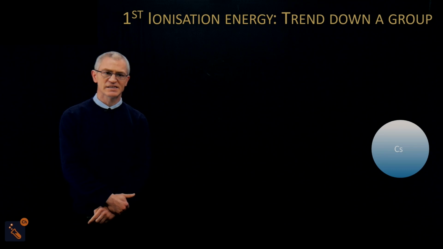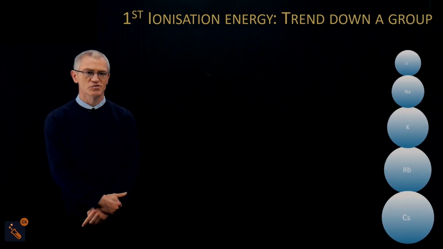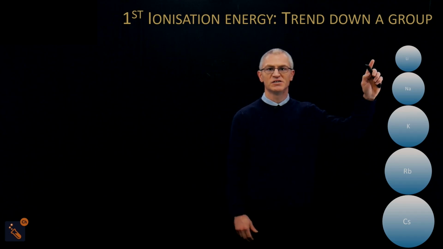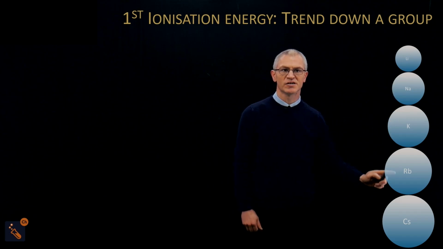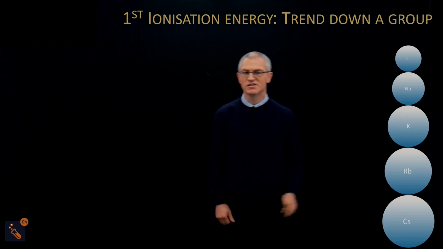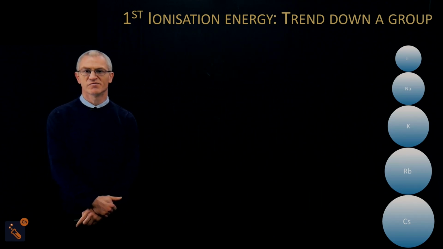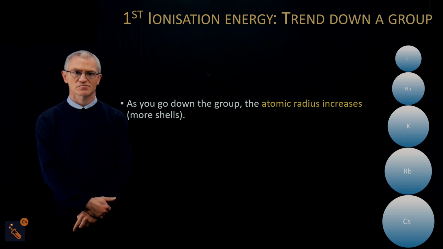Now let's look at the trend down the group. So we've got group 1 again here, and you can see as we go down the group, using our previous knowledge, we know that the number of shells is going up. Because the number of shells is going up, the size of the atom is growing. So the atomic radius is increasing.